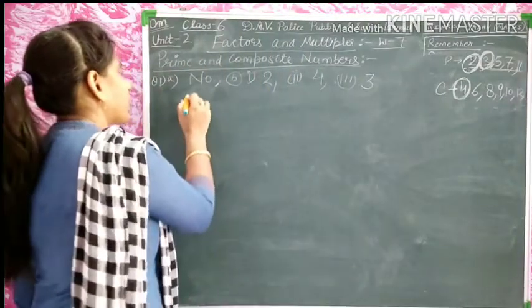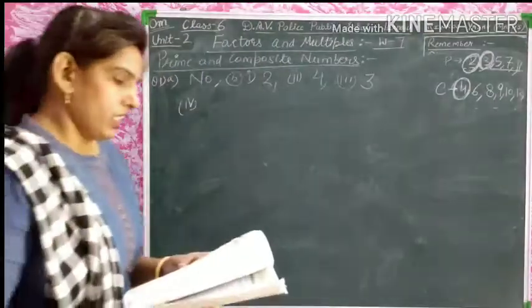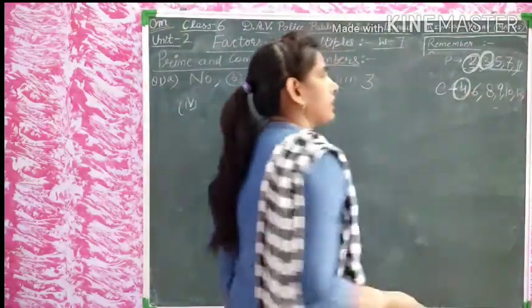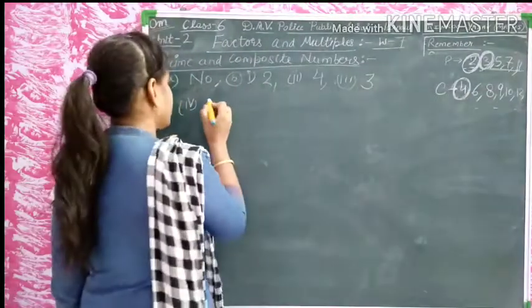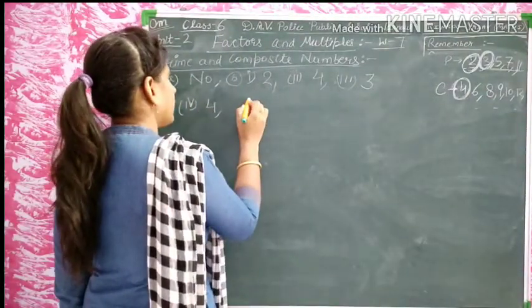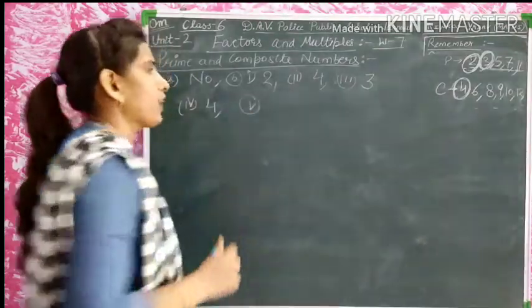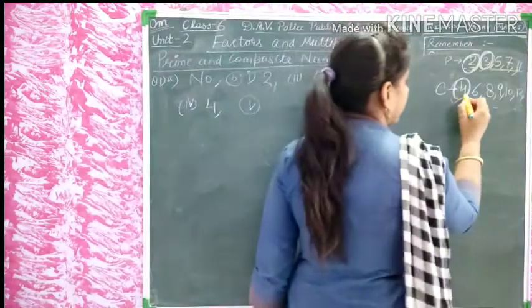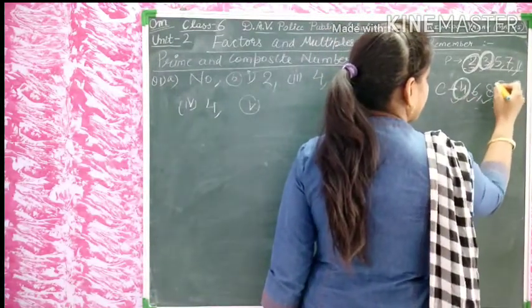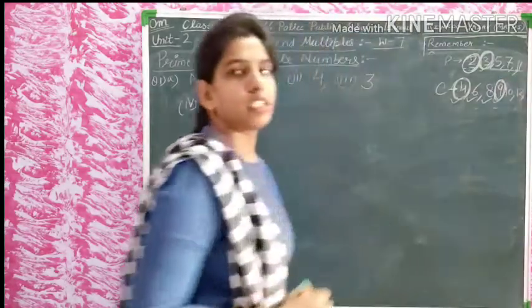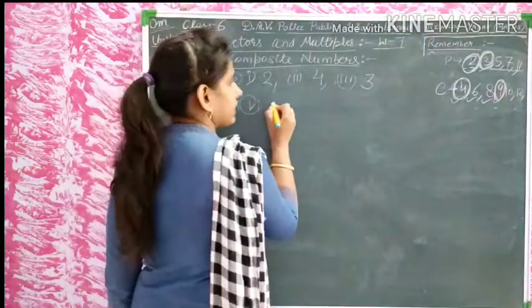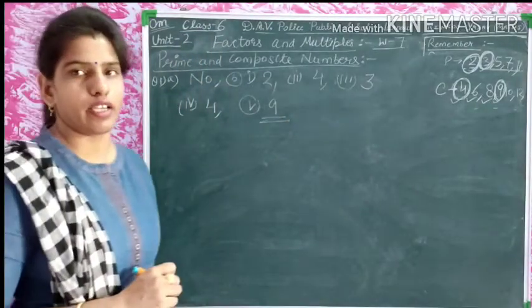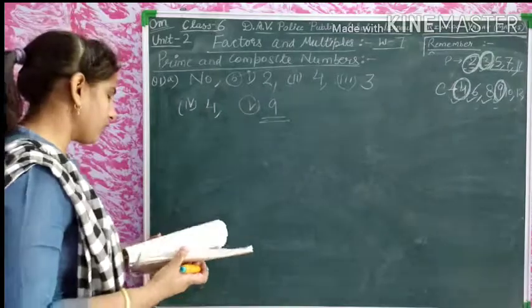Now there is part 4, the smallest even composite. This 4 is even, so it is 4. Now this is part 5, odd composite number. This is even, this is even, this is even. But this is the odd composite number. The smallest odd composite number is 9. Is it clear, students? Now we will go to the second question.